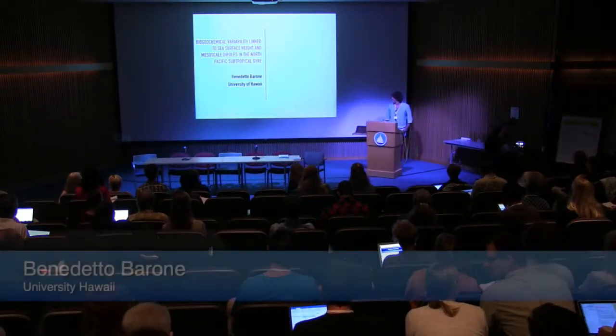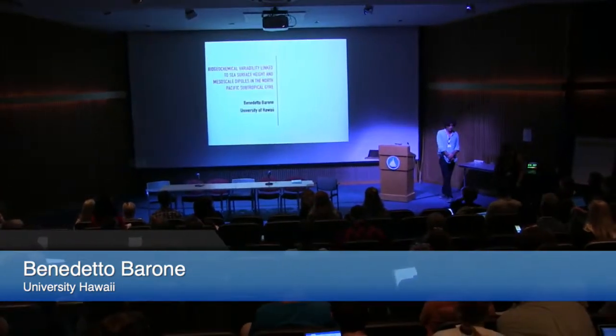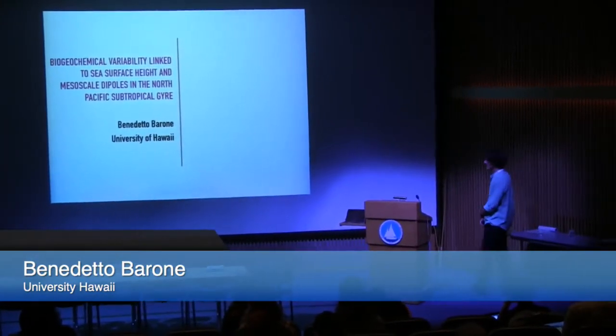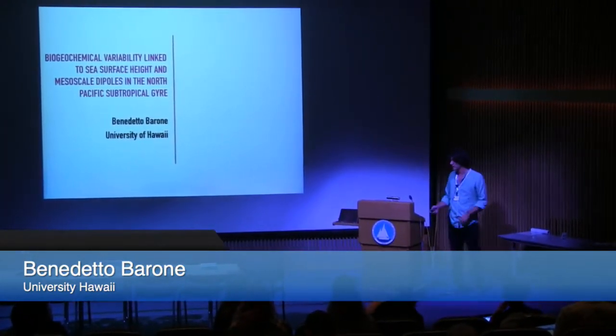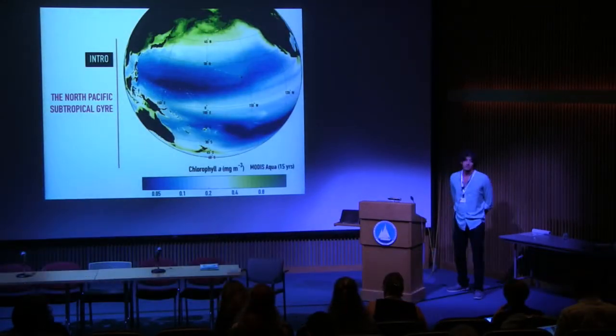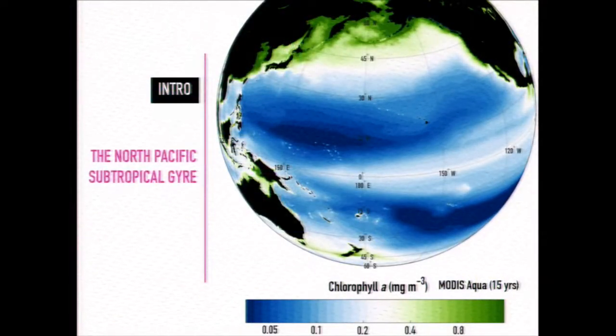I'm going to talk about the use of time series to understand something that we don't usually use time series for: to constrain the horizontal variability of open ocean ecosystems, particularly related to mesoscale dynamics. The environment that I'm talking about is the North Pacific Subtropical Gyre, which has been defined as the largest biome on Earth. In this MODIS composite image of chlorophyll for 15 years, we can see these regions of relatively low chlorophyll concentration.